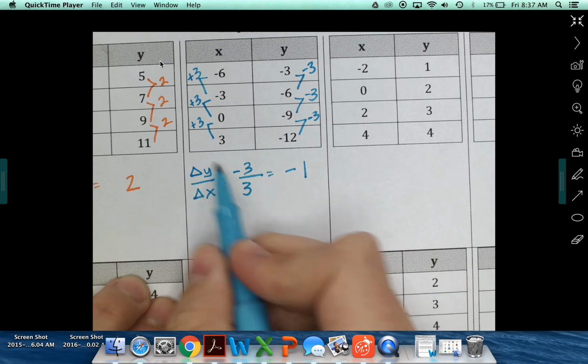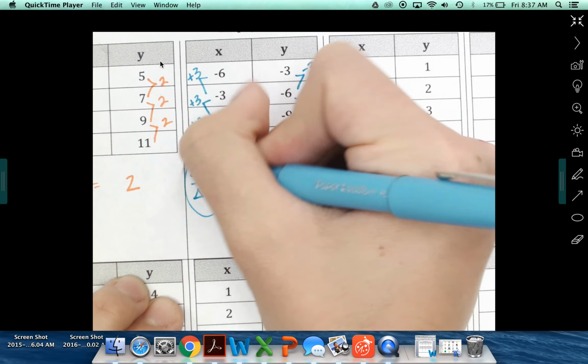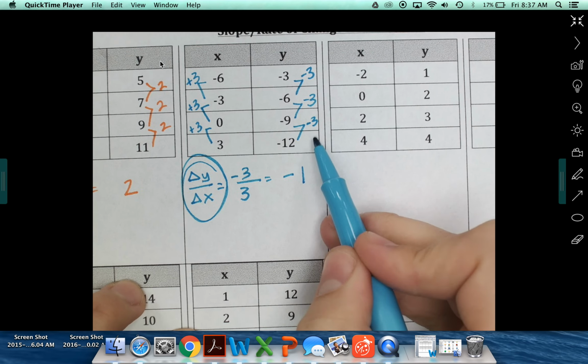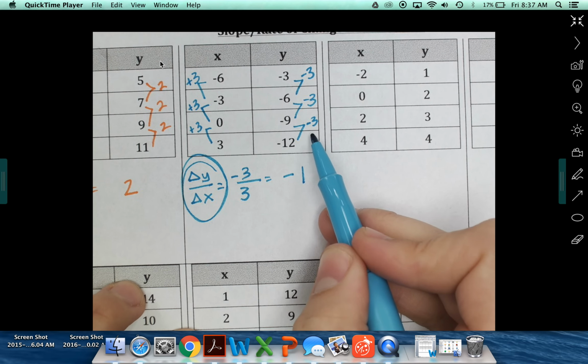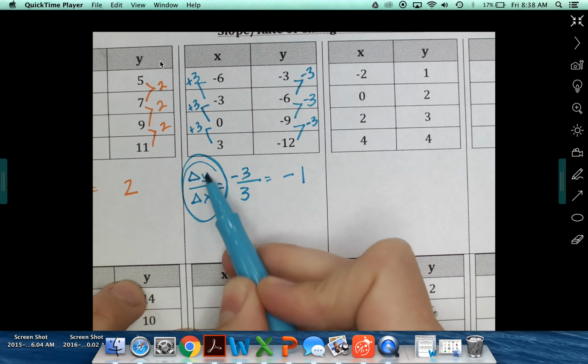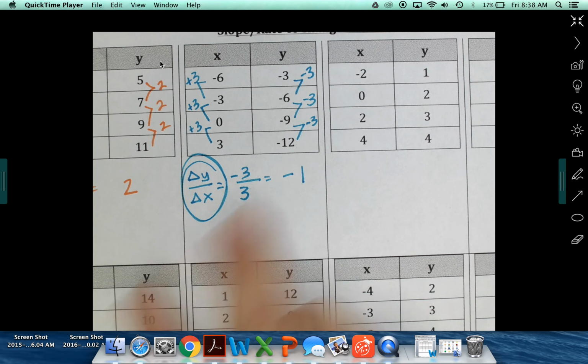Okay? So biggest takeaway here, change in y over change in x. I don't care how you get your change in y's, if you want to use the formula or do it in your head. I don't care how you get your change in y's or your change in x's, as long as you put them in the correct order and simplify.